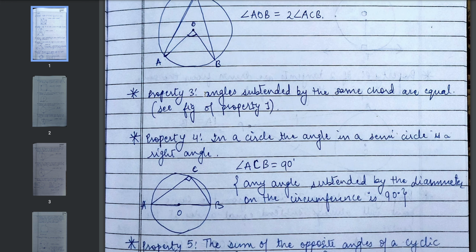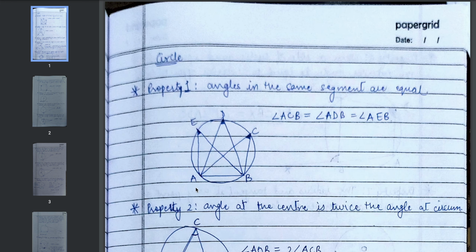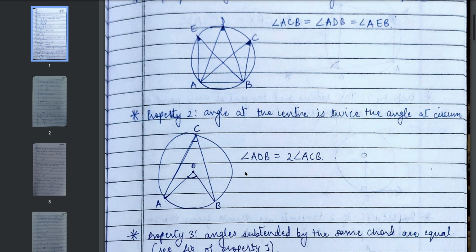Third property is angles subtended by the same chord are equal. This one we talked about. So the figure will be the same to show. So the angles that are subtended by the same chord, they will be equal.